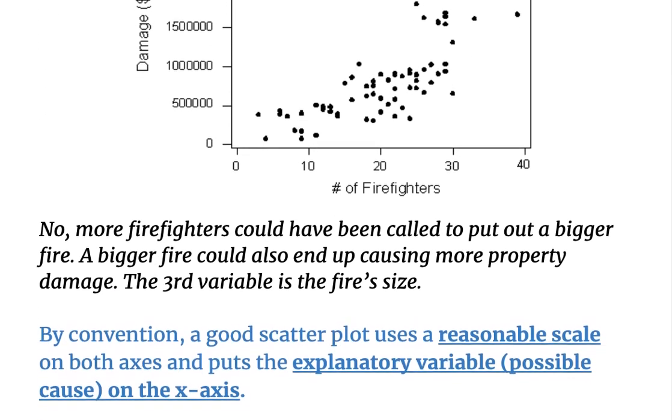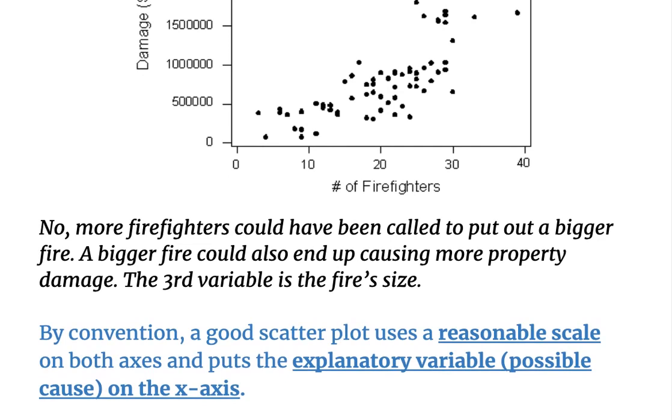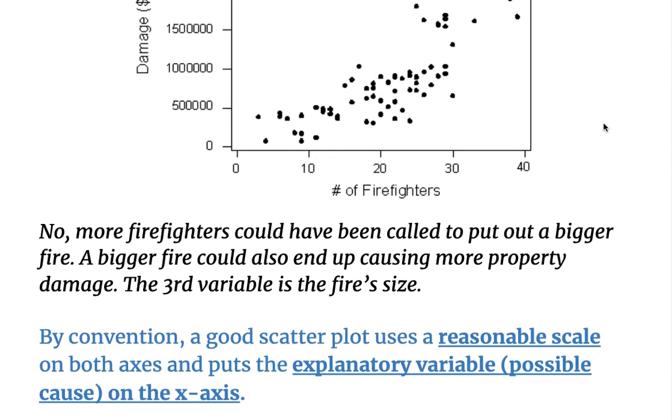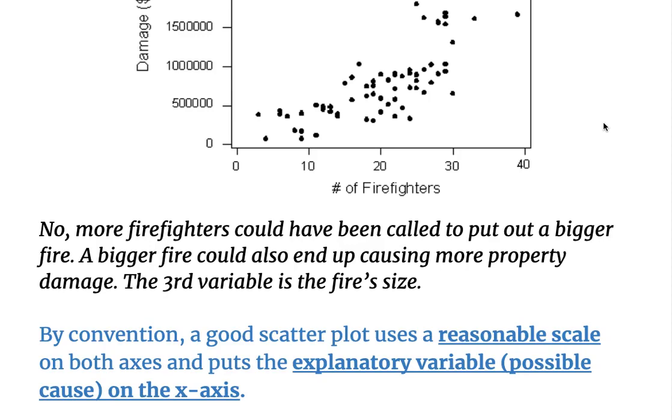Okay, and the last thing that we have to talk about is just convention. So a good scatter plot is going to use a reasonable scale on both axes. So like for this number of firefighters, we're not going to go by ones because we have to go all the way up to 40. And for the property damage, we're not going to go up by $10 because houses or buildings are going to have way more property damage. So that's what we mean by a reasonable scale on both axes, this axis and that axis.